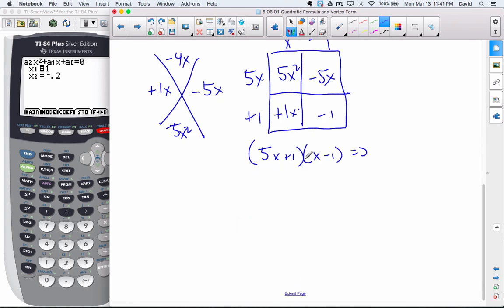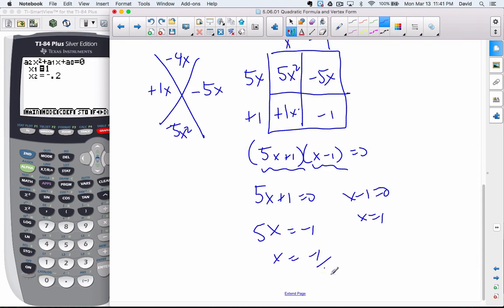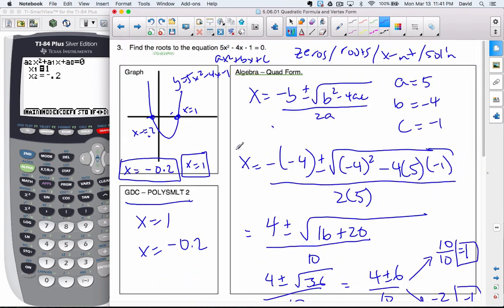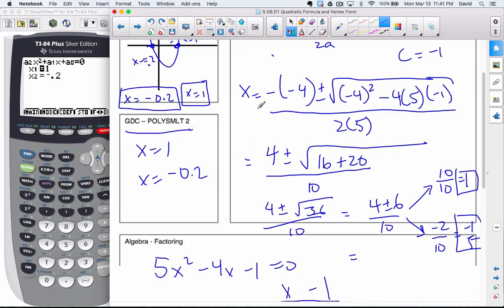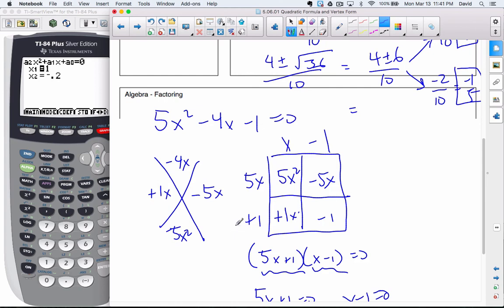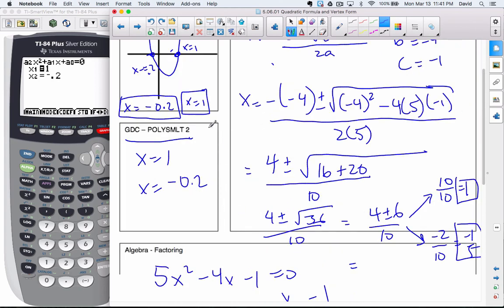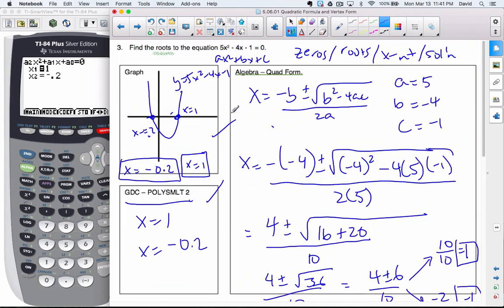Which then says by the null factor rule, this number could be 0, or this number is 0. So x is 1, or 5x is equal to negative 1, or x is equal to negative 1 divided by 5. And so we have our two values. We've solved it 4 different ways. Quadratic formula, you can see, takes some time, but you always get the right answer. Here, it takes some more time, but again, you get the right answer. You have to be very careful. If you have technology, these ways are very, very nice.